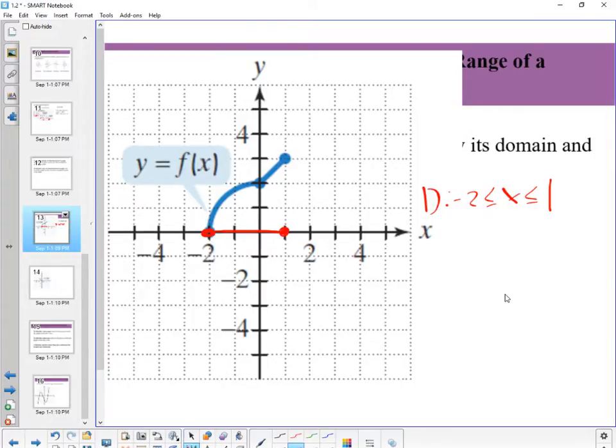To find my range, it's going to be the same idea, except I'm going to do it on the y-axis. And I'm going to go from lowest to highest. In this case, my lowest y starts right about here, and it goes all the way up to right about there. So my range in this case, 0 is less than or equal to y, less than or equal to, what is that, 3? And there we are. Questions?